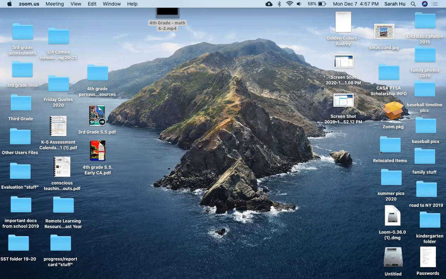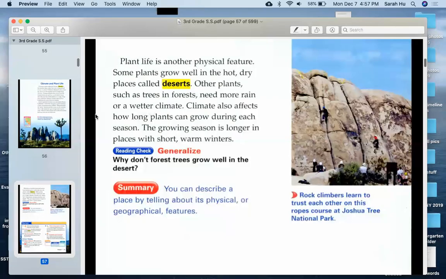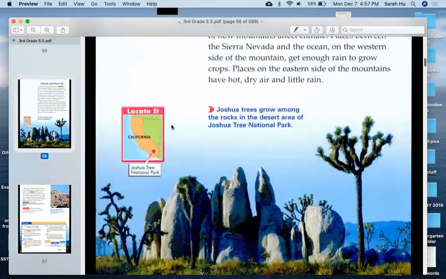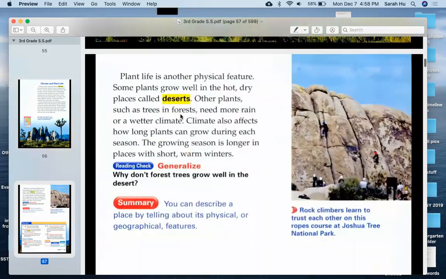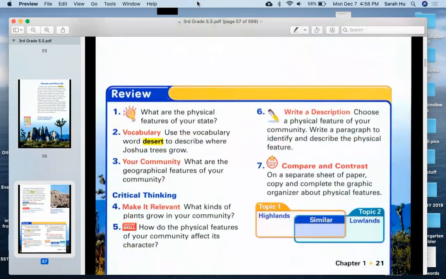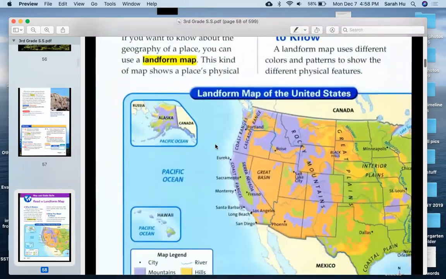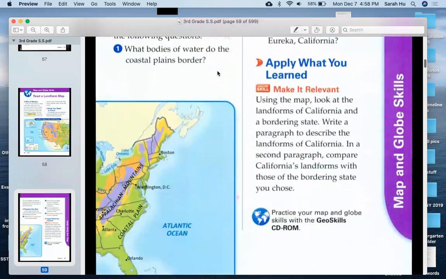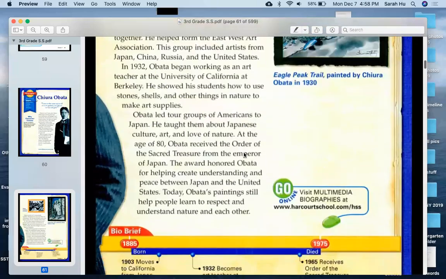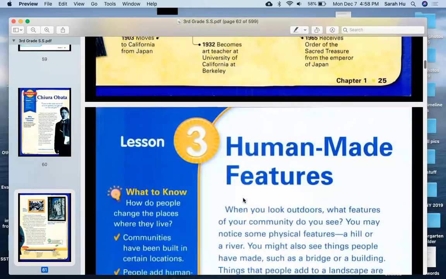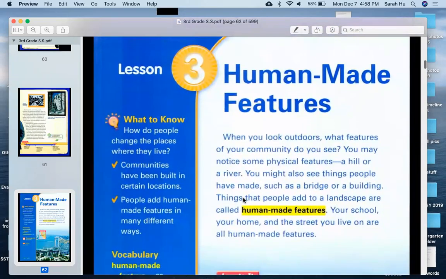Thank you for your patience. Here's our third grade. And let's see here. I think this is what we read. Yes, so we're going to keep going. Lesson 3 is next. Come on, lesson 3. Let's get through this right now. We might come back to this. This is always in there. Here we go, lesson 3.